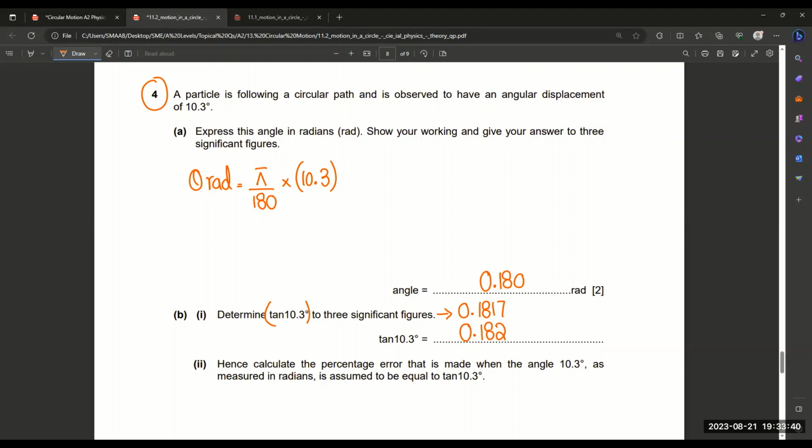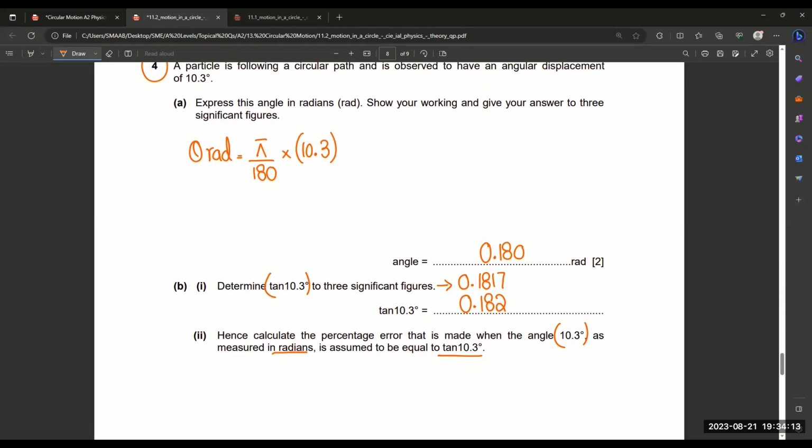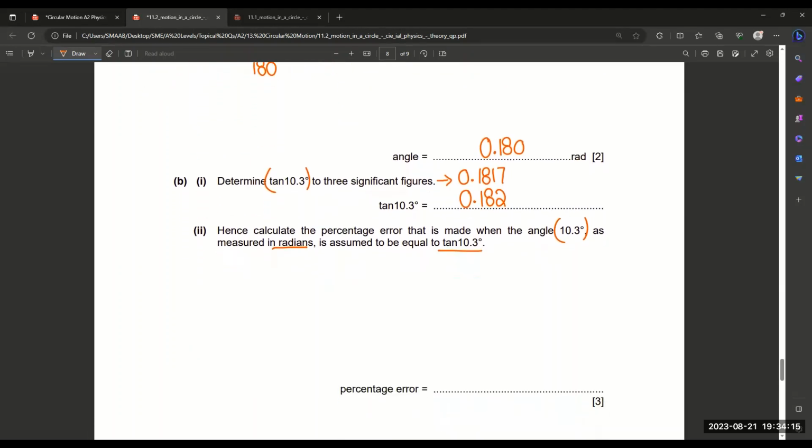Now you can see that in our angle we found the value 0.180, but according to sin 10.3 we find the answer 0.182. In the next part they ask, hence calculate the percentage error that is made when the angle 10.3 as measured in radians is assumed to be equal to sin 10.3. We initially converted into radians and then calculated sin. We are getting almost the same answer, but there is a little difference of 0.002. So they are asking to calculate the percentage error. That is the topic from your AS, right?